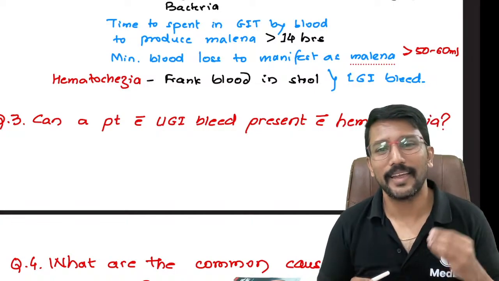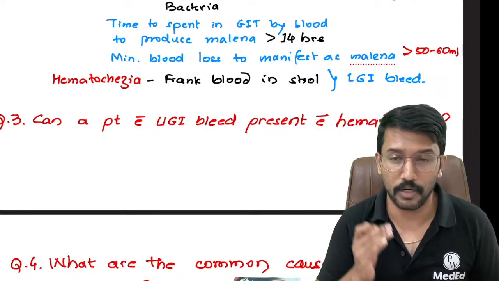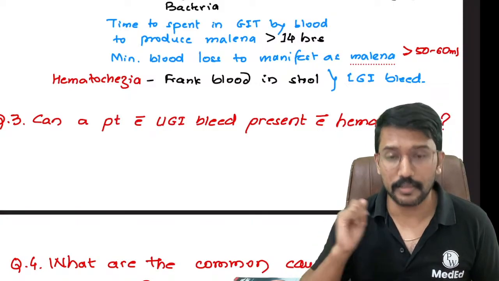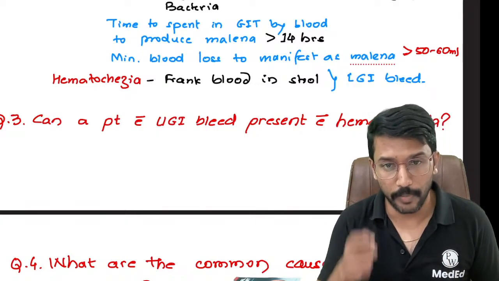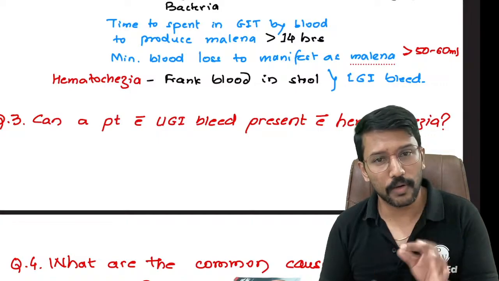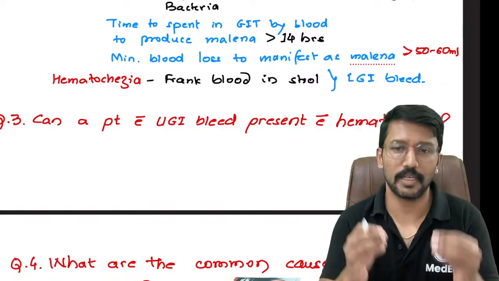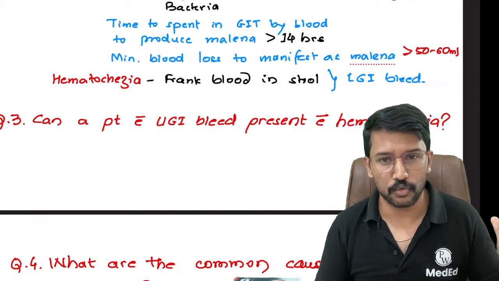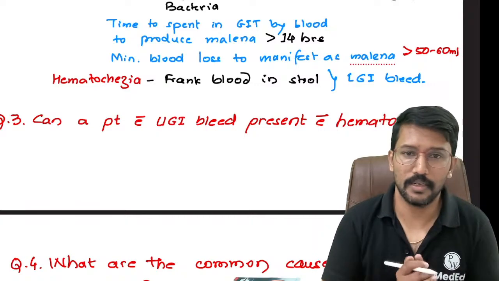What does occult mean? Hidden, right? Not clinically apparent. The patient won't know that he is bleeding if the blood loss is less than 50 to 60 ml. In such cases, we only get to know that they are bleeding when we look into the stool, either by a chemical test to identify the blood or by microscopy to identify the presence of RBCs. If the patient has a lower gastrointestinal bleed, he will present with hematochezia, or frank blood in stool. So if a patient says, sir, I went to the bathroom and passed red colored stools, then you know that it is coming from the lower gastrointestinal tract.